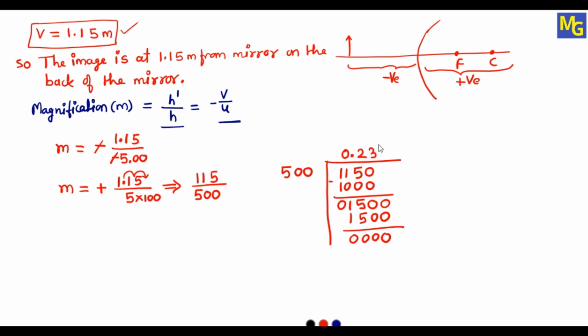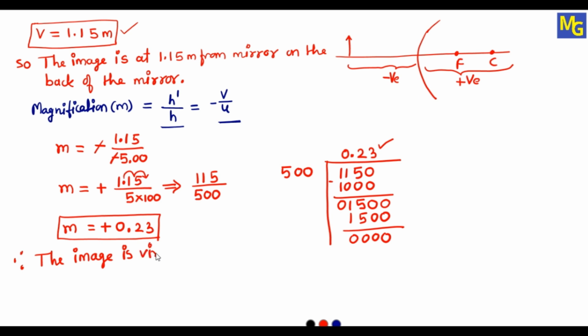So I will write here, magnification will be plus 0.23. So this was the answer for magnification. If you see this value of magnification, it is positive and it is less than 1. Therefore, the image is virtual erect. Virtual erect. And it is smaller in size.